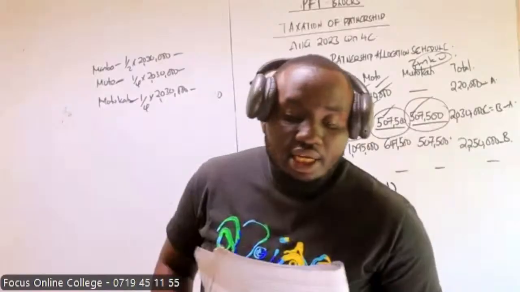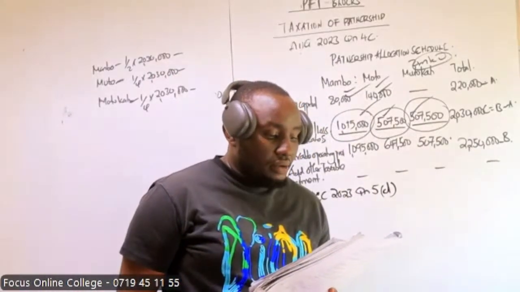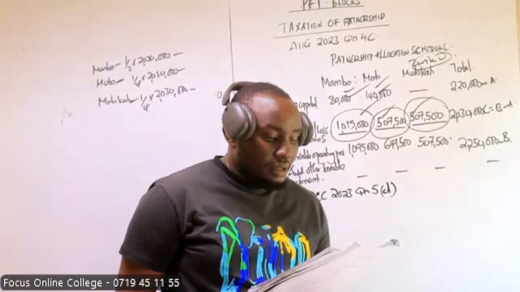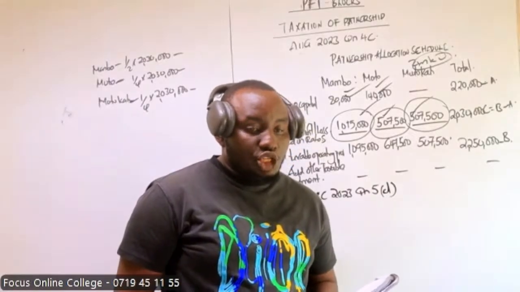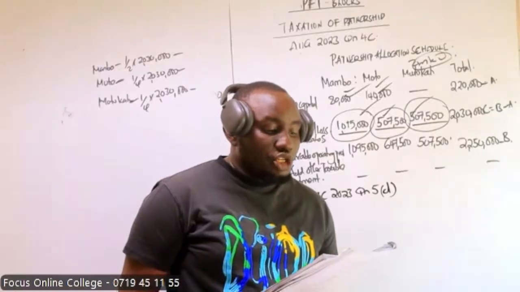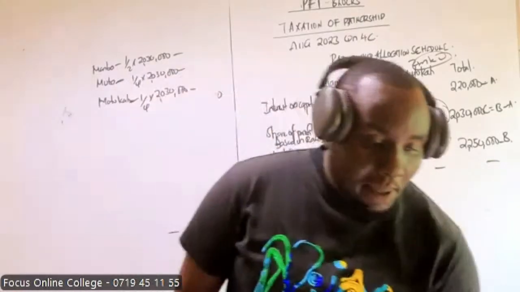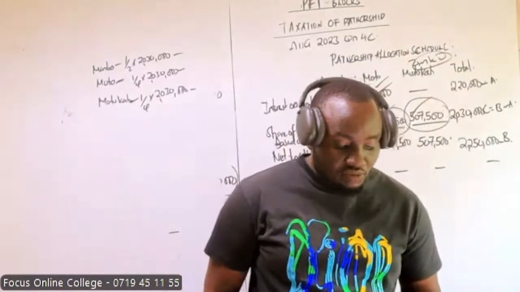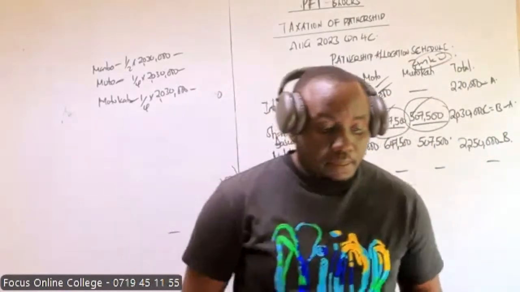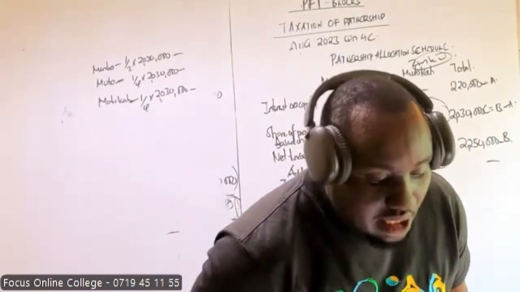Then you have insurance. Insurance should be allowable. Purchase of what is called office machinery. How do we treat the purchase of office machinery? Purchase of office machinery is a capital expenditure. We claim investment allowance on that.